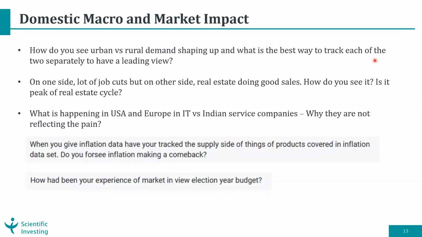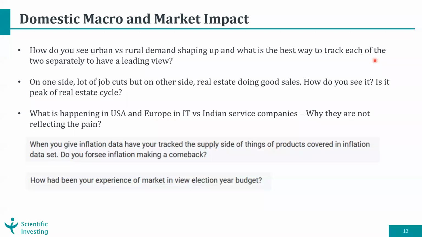What is happening in US and European IT versus Indian services companies, why are they not reflecting the pain? I think in India, we have seen what you call a valuation derating. From peak valuations, we have come down. Similarly, for NASDAQ, the same thing has happened. Second and more important point is that Indian IT services are still sort of a back office, right? They get impacted at the end. That is one of the reasons why that pain is not visible. For their customers, I think they are still okay. They are still seeing some growth.